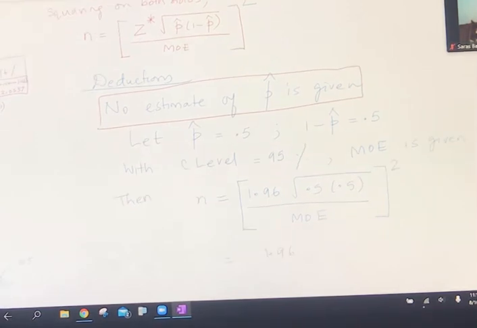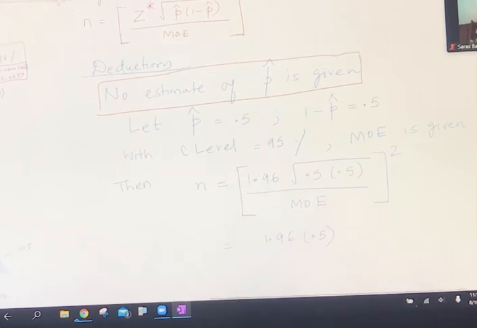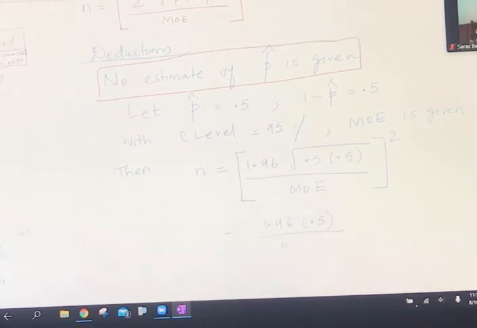What is square root of 0.5 times square root of 0.5? It's going to be still 0.5, because square root of n times square root of n is going to be n, right? So it's going to be 0.5. Or you can also use your TI to get that number, which is 0.25. Under the square root sign, it's going to be 0.5 over margin of error, the whole square. This is the formula for n.